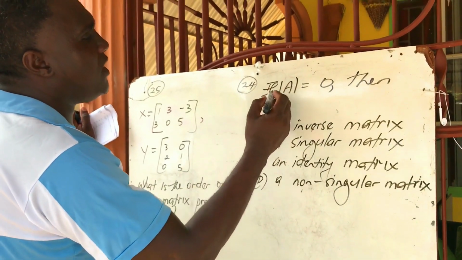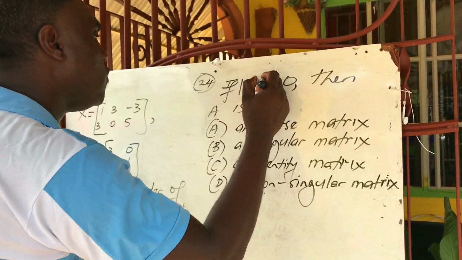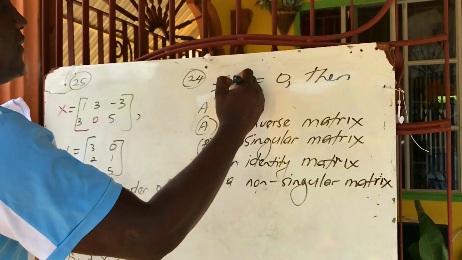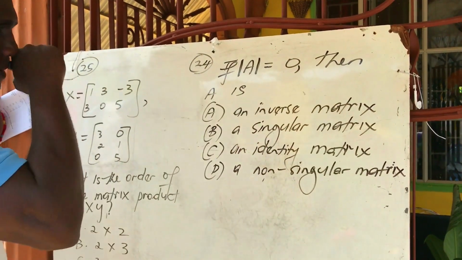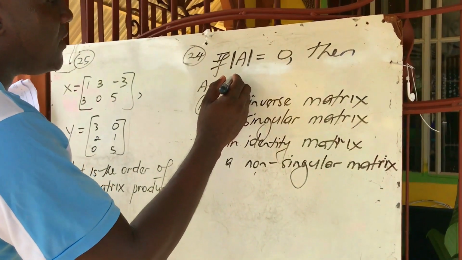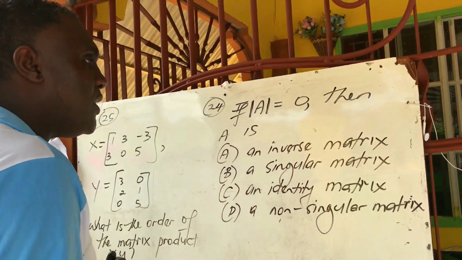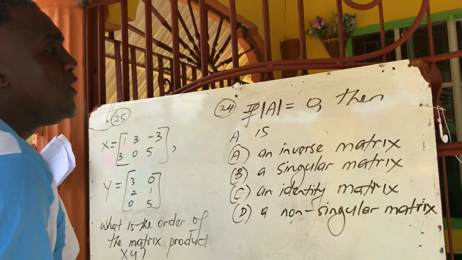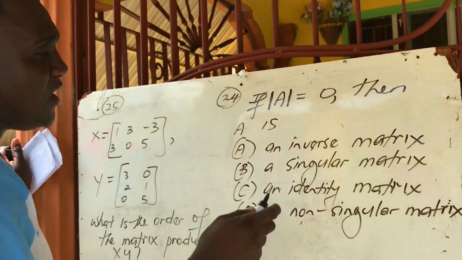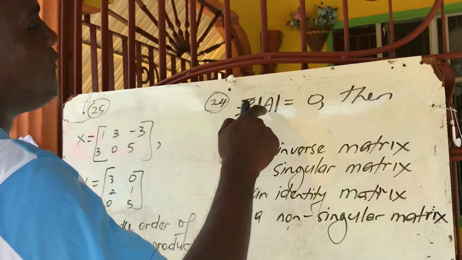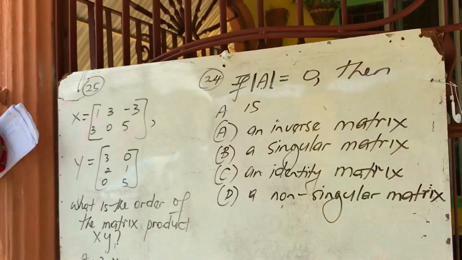Now, with this question, you see A, and then you have two lines like this at the side of A, equal to 0, then A is. Now, remember we said that mathematics has its own language, and every topic also has its own language in mathematics. Whenever you see this in maths, it usually signifies the determinant of a matrix that is called A. So this is a determinant of matrix A.